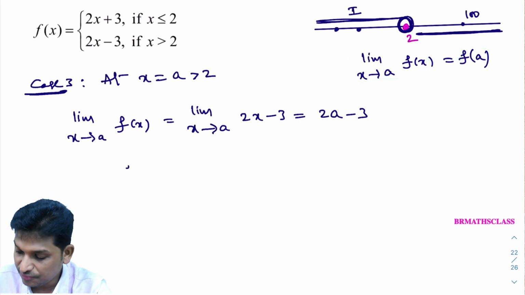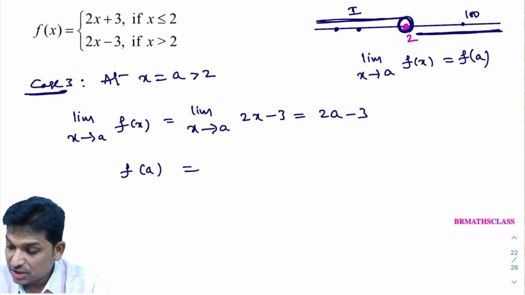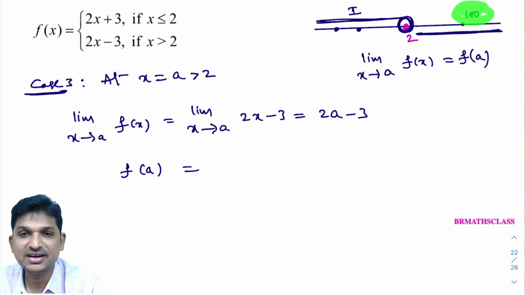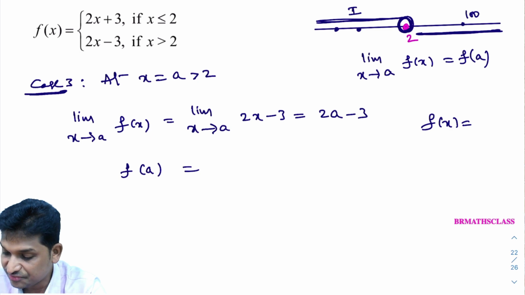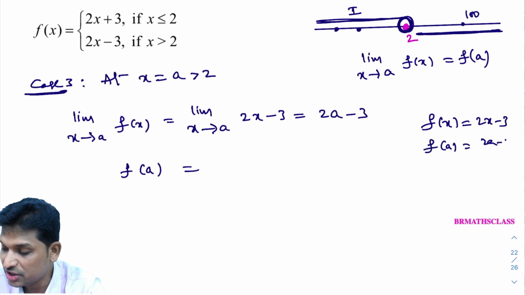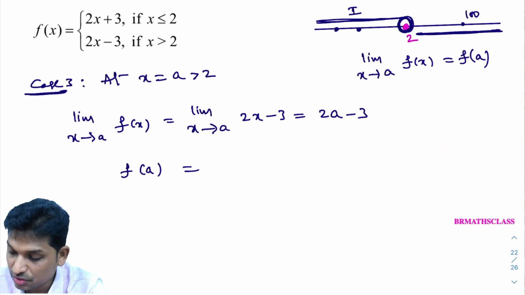Calculating f of a. Here a value is what? For example, you have taken it as 100. 100 is greater than 2. So f of a is what? f of x is the second function, as we take a is 100. f of a is 2a minus 3.